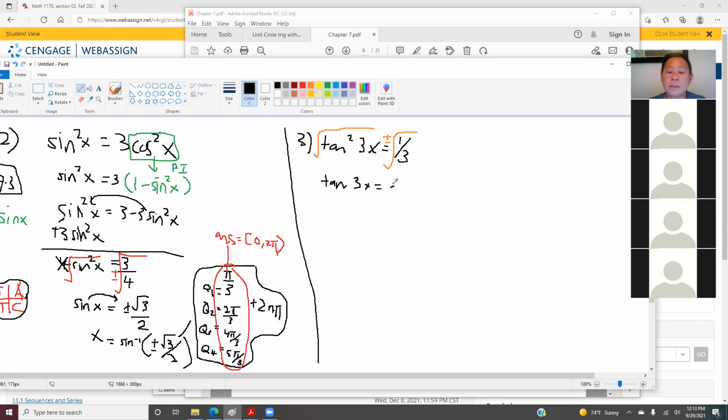So plus minus, square root of 1 is 1, root 3 is root 3. But we do not like this. We want it to be rationalized. So if you rationalize this, anyone know what's the rationalized form of this?